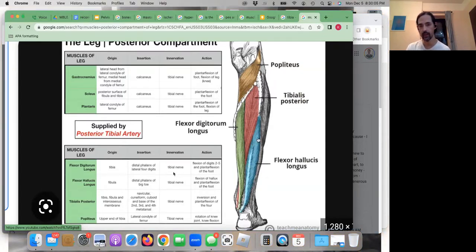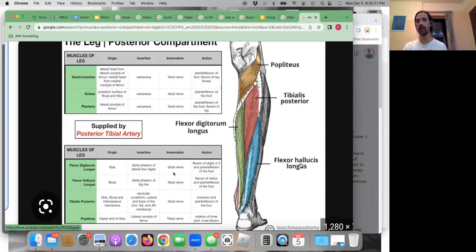But I like to remember that the flexor hallucis longus, to me, looks like it sits on the external or the lateral portion of the tibia up here, and then it crosses.